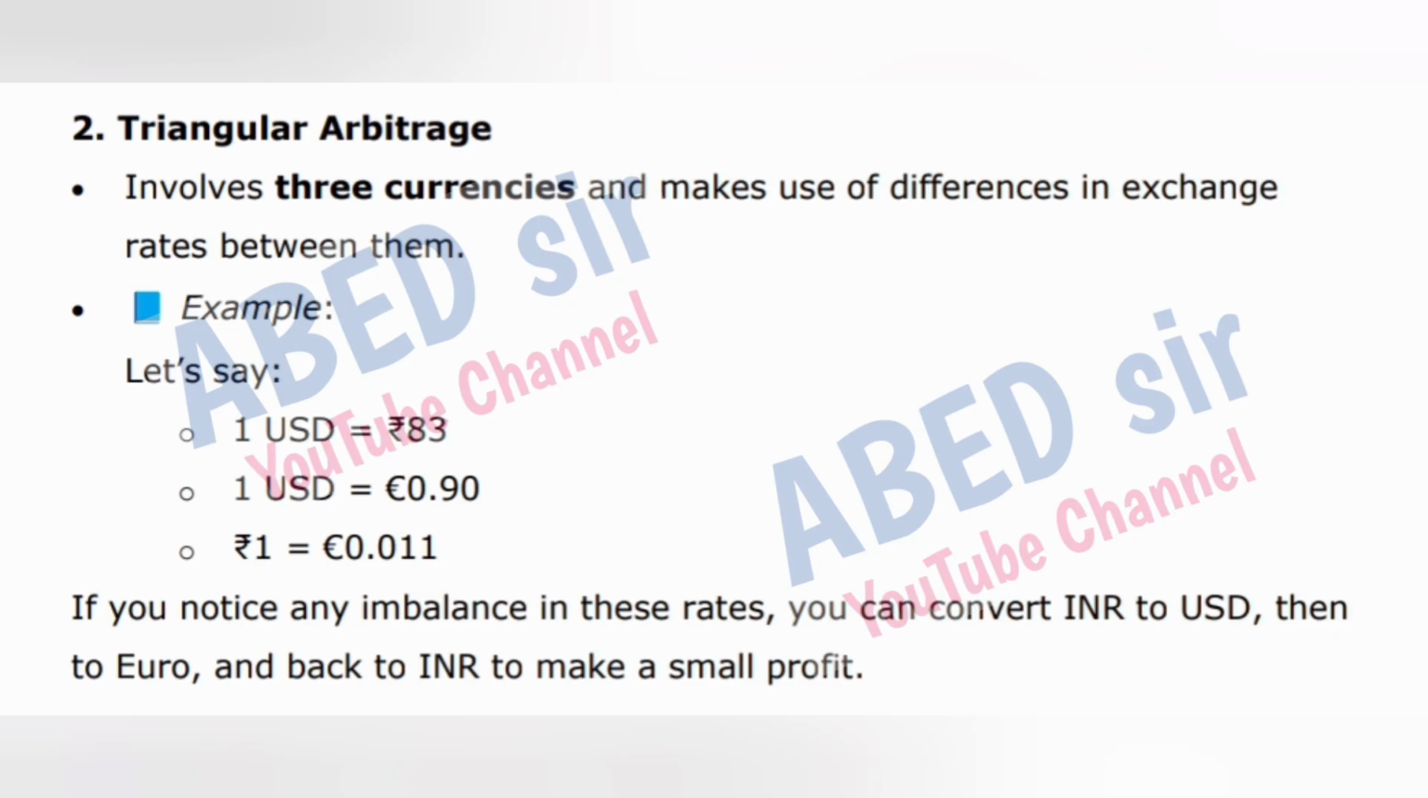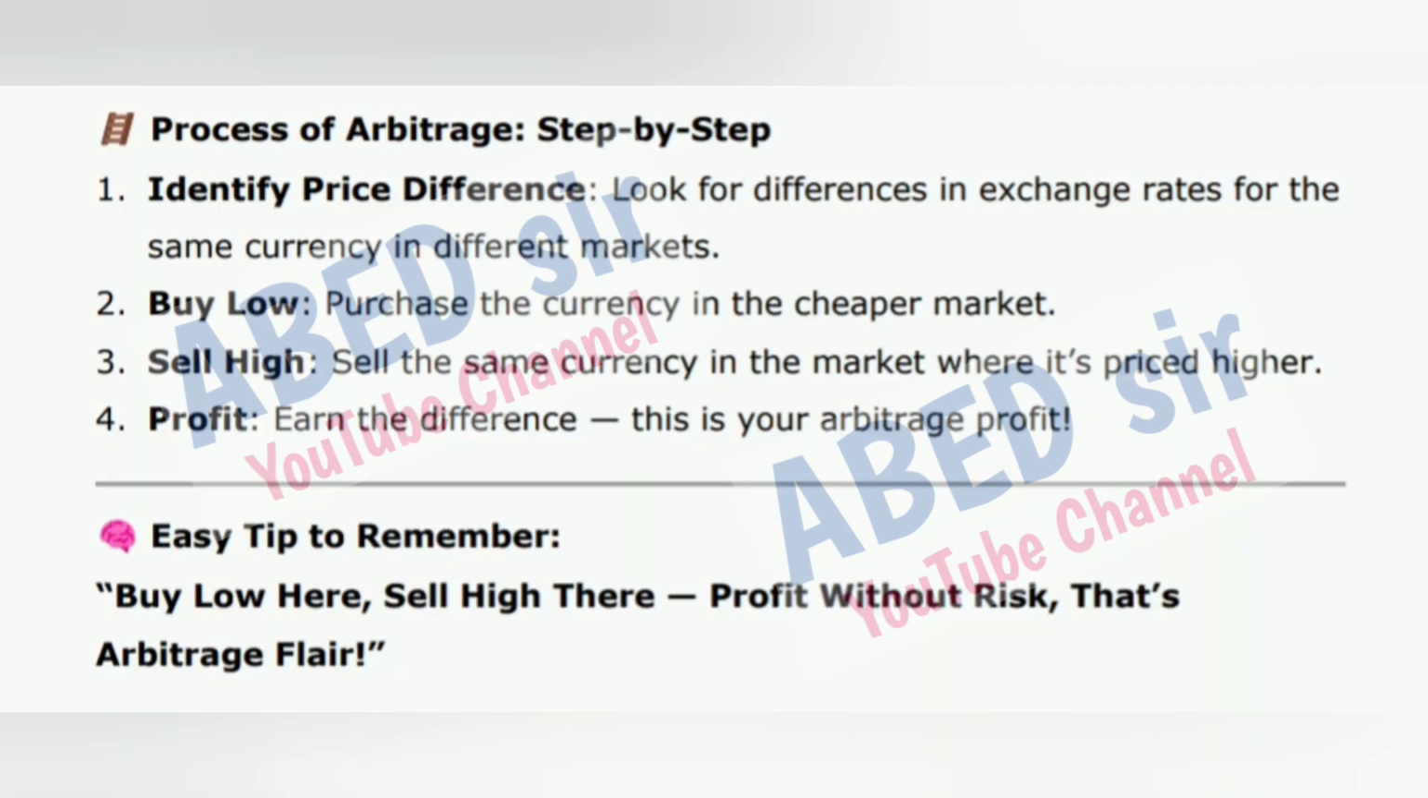$1 is equal to 90 cents. 1 rupee is equal to 0.011 euros. If you notice any imbalance in these rates, you can convert INR to USD, then to Euro, and back to INR to make a small profit. Process of arbitrage, step by step.